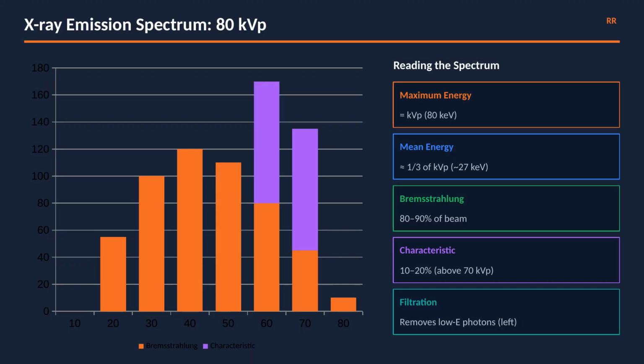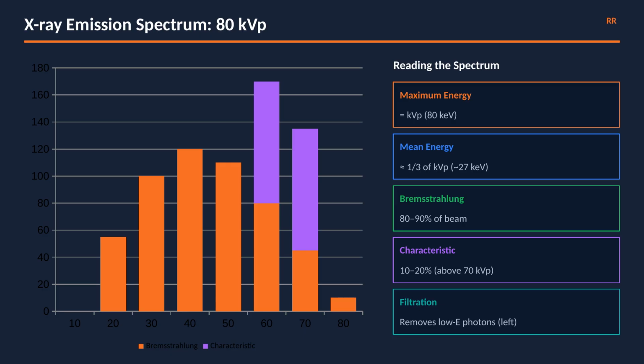This chart shows the X-ray emission spectrum at 80 kVp. The x-axis is photon energy in kiloelectron volts. The y-axis is the relative number of photons at each energy level. The orange continuous curve is Bremsstrahlung radiation, approximately 80 to 90% of the diagnostic beam. The curve rises from 0, peaks around 1/3 of the maximum kVp, and drops back to 0 at the maximum energy, which equals the kVp setting. At 80 kVp, no photon can exceed 80 kiloelectron volts.